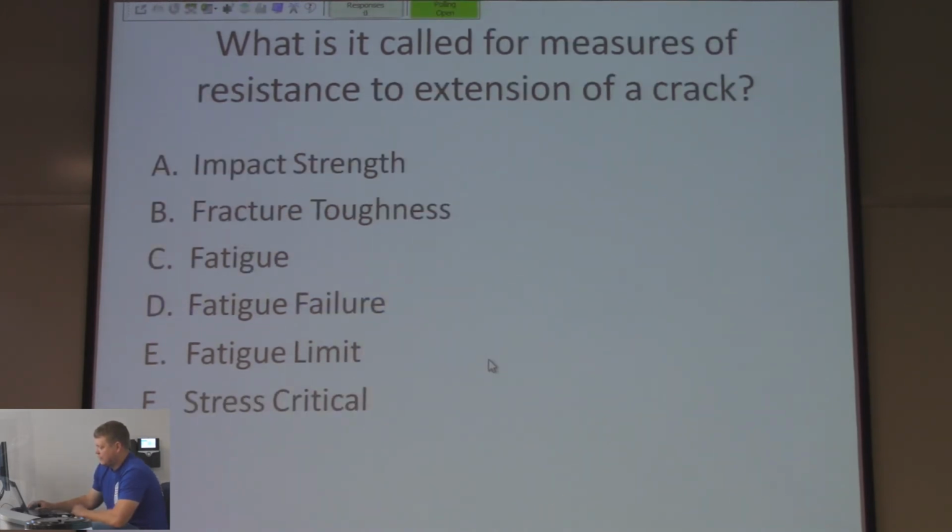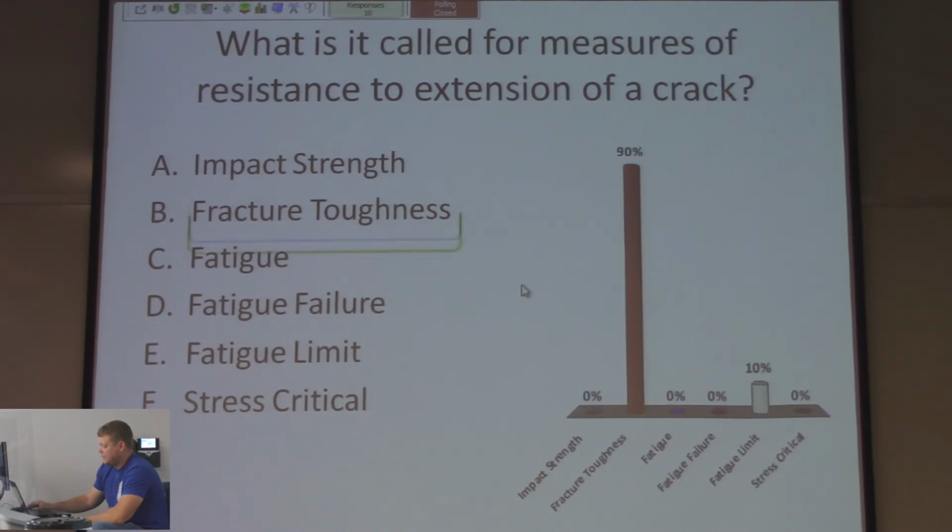What is it called for measures of a resistance to extension of a crack? Impact strength, fracture toughness, fatigue, fatigue failure, fatigue limit, or stress critical. Fracture toughness.